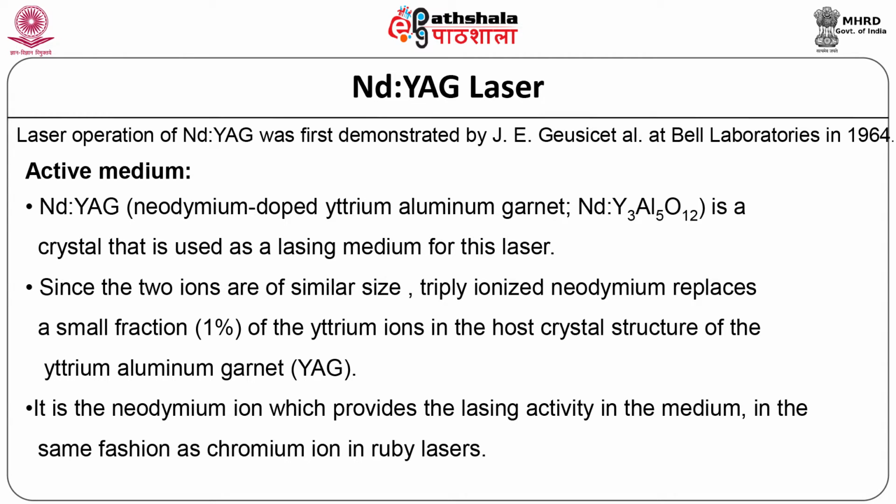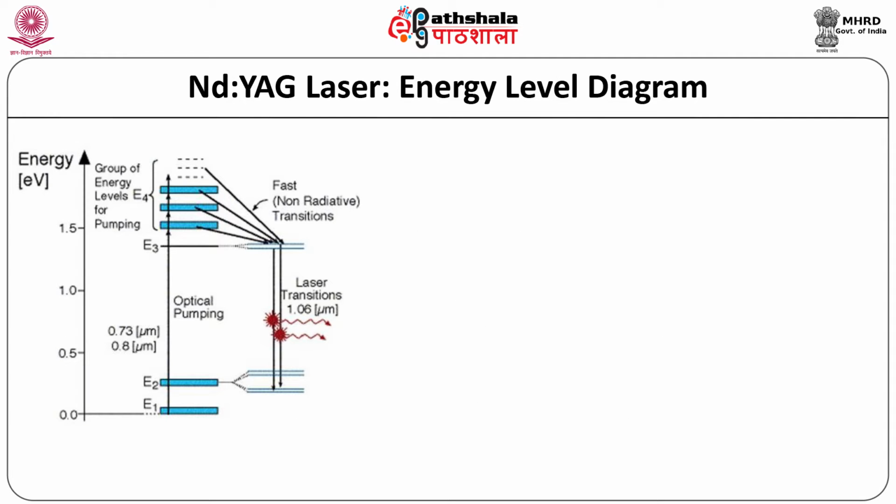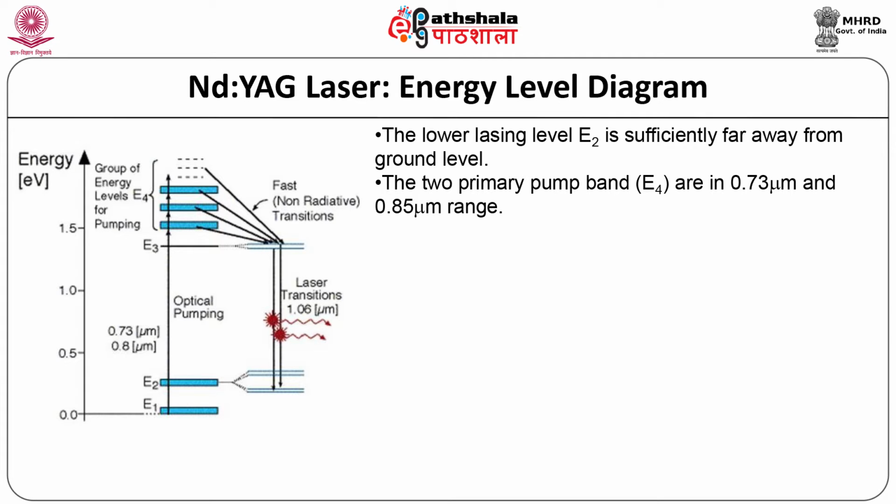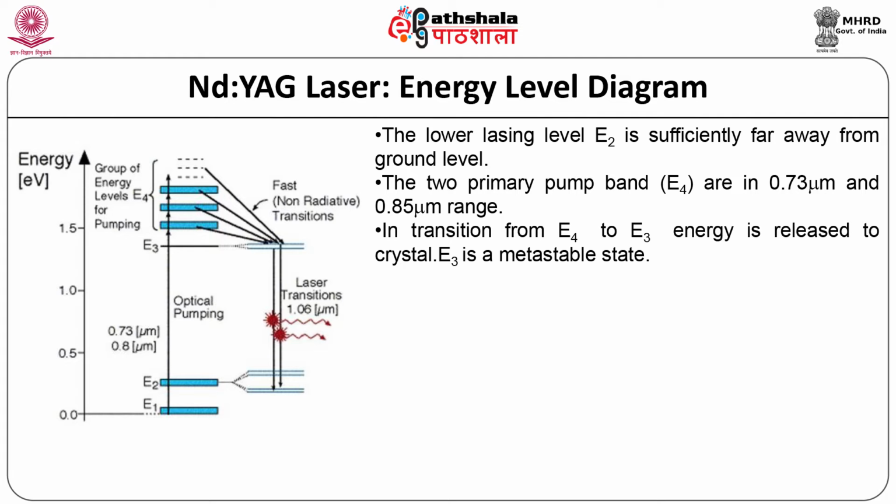It is the neodymium ion which provides the lasing activity in the medium, in the same fashion as the chromium ion in ruby lasers. Let us see the energy level diagram of Nd:YAG laser. The lower lasing level E2 is sufficiently far away from the ground level. The two primary pump bands E4 are in the 0.73 micrometer and 0.85 micrometer range. In transition from E4 to E3, energy is released to the crystal. E3 is a metastable state.